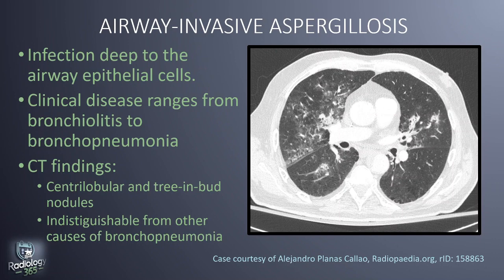staph aureus. So in this image, it's a CT scan of the chest, and it shows bilateral patchy bronchocentric consolidation with ground glass halos. And this was confirmed to be a case of airway invasive aspergillosis. Without good history and without other laboratory findings, we may have just made a diagnosis of bronchopneumonia.